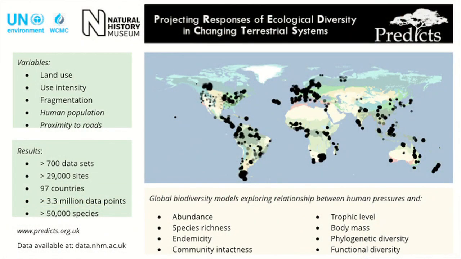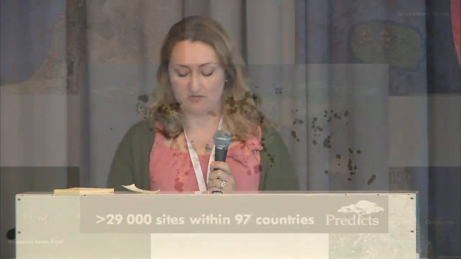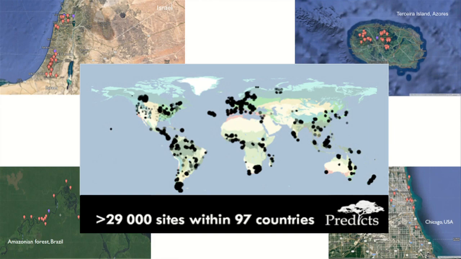I'm going to be talking today about a couple of projects that I've been involved in. For the last 5 years, I've been working on the PREDICTS project. This is a large project to model global biodiversity, and we've been collecting data from primary literature sources. We now have over 29,000 sites in the database from 97 countries.